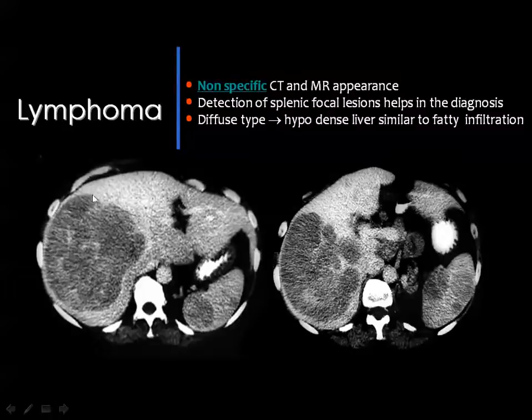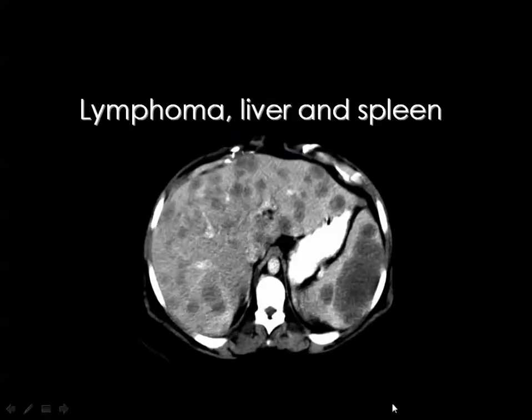Then if you consider lesions in the liver as lymphoma, you consider lymph nodes also to be of lymphomatous nature. And this is a good example of lymphoma infiltrating the spleen and infiltrating the liver.